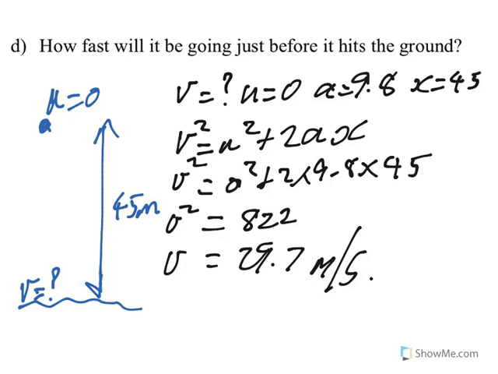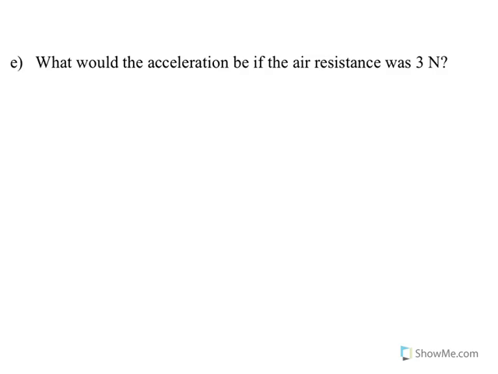So that's that. The next part of the question asks us about what if there was some air resistance. So what would the acceleration be if the air resistance was 3 newtons? So again, this is not a realistic thing, because remember, as I said, air resistance changes as the thing speeds up. But nonetheless, we'll look at that.